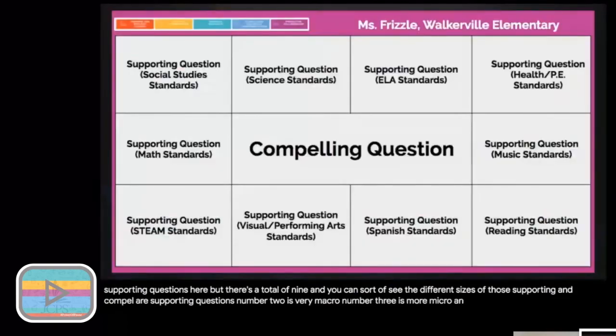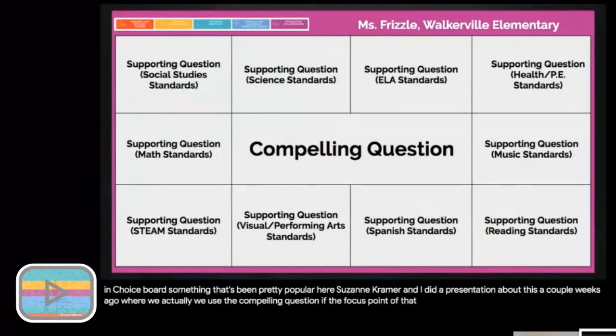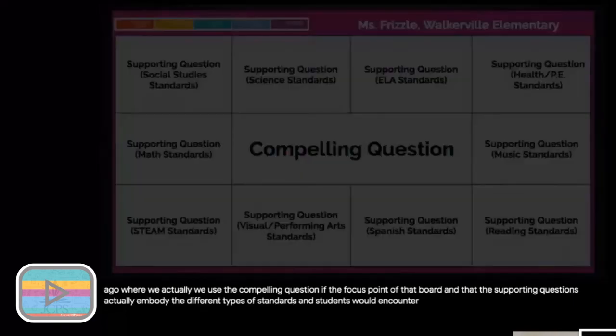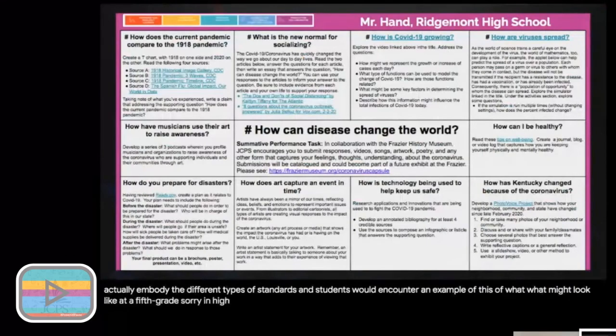An example of how you might do this in choice boards, something that's been pretty popular here. Suzanne Kramer and I did a presentation about this a couple weeks ago where we actually used the compelling question as the focus point of that board, and the supporting questions actually embody the different types of standards that students would encounter. An example of what this might look like at a 5th grade, a high school example of this, focusing on the coronavirus.